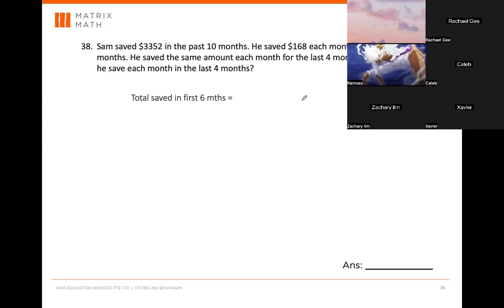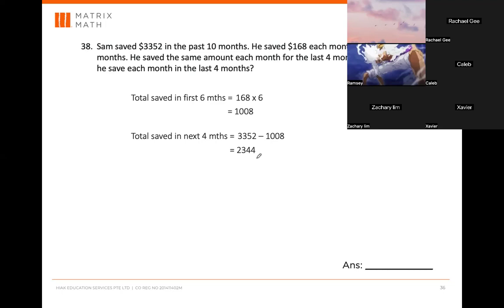So what you do is, the total saved in the first 6 months will be 168 times 6, which is 1,008. Okay, so what will be the remaining amount for the last 4 months? You use your total here, minus away the total amount that you saved for the 6 months, correct? So in the last 4 months, you saved a total of 2,344.